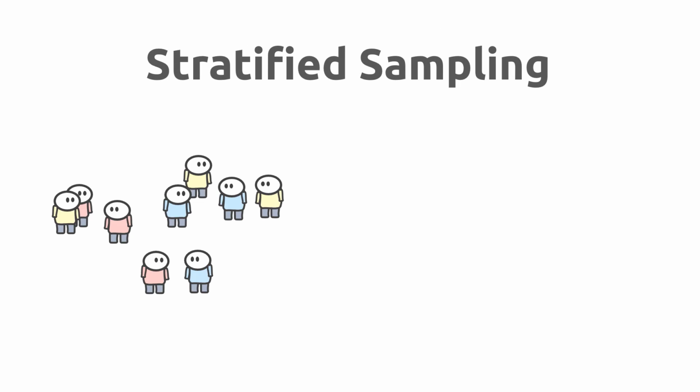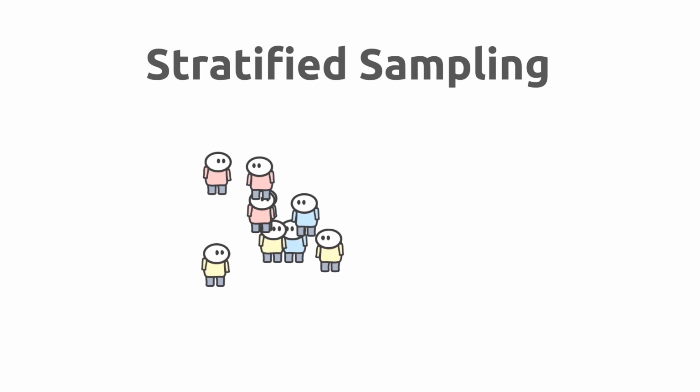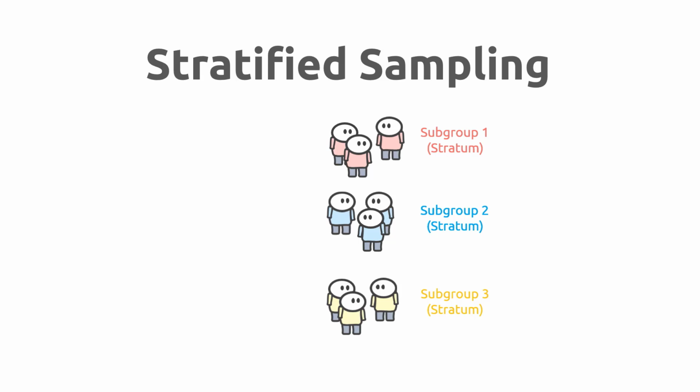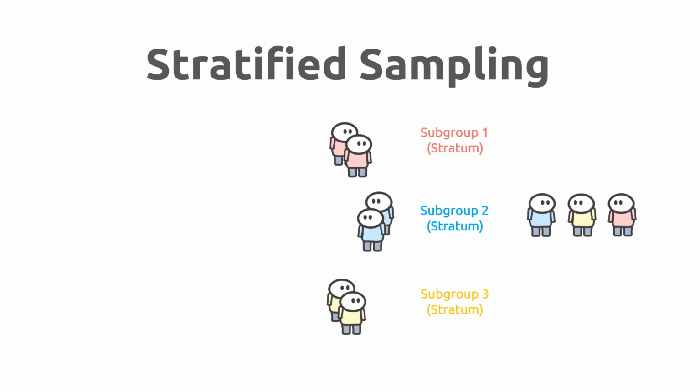Next, let's talk about stratified sampling. In stratified sampling, we split the population into subgroups, we call this strata, with the same characteristics. Then draw a random sample from each group. For example, if we want to survey 9 students participating in a math competition, we first split the students into 3 strata, red team, blue team, and yellow team. And we randomly pick 1 or more members from each team to survey.